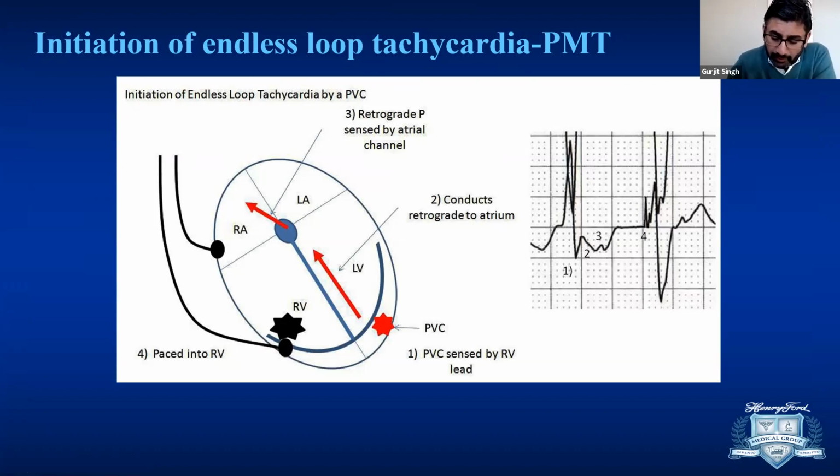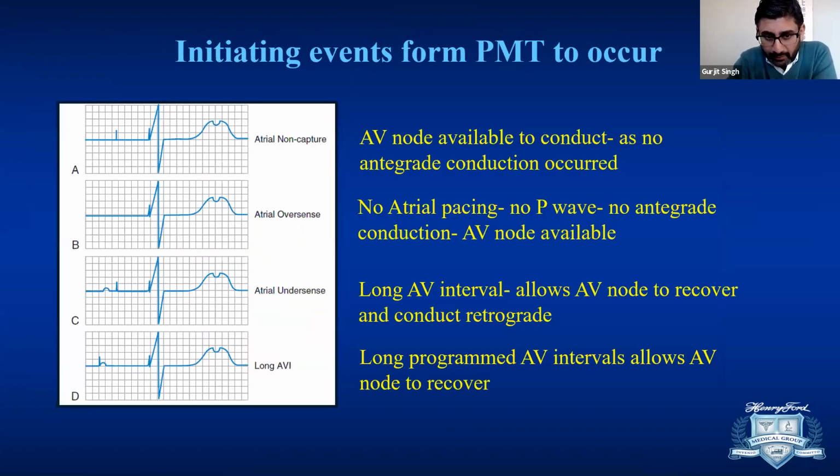You have to have a retrograde VA conduction, that atrial signal is sensed, and then you keep going into this loop. So what are the most common reasons for PMT to happen? You can have atrial non-capture. Let's say for some reason the lead failed, you pace the atrium, but you don't capture the atrium, and there is no underlying rhythm. So now the AV node never conducted. So that's how the AV node can become available for retrograde conduction.